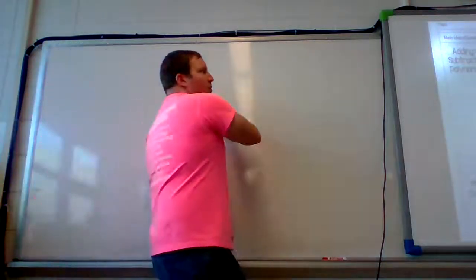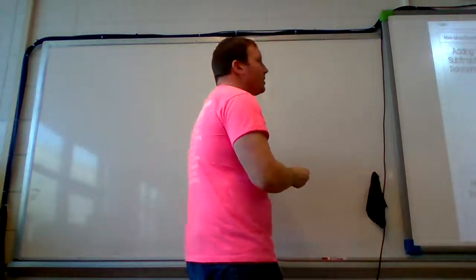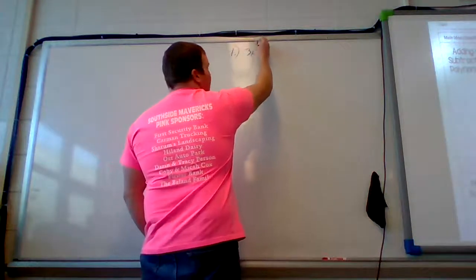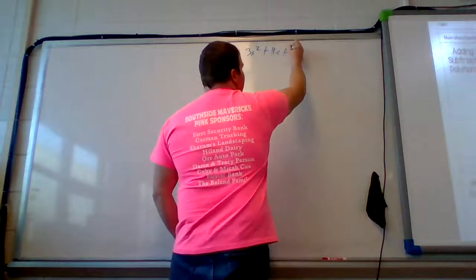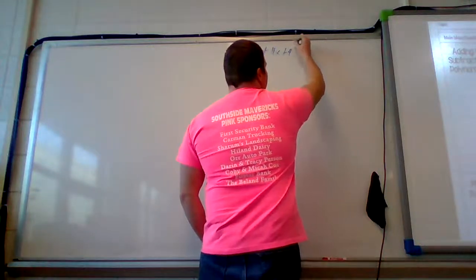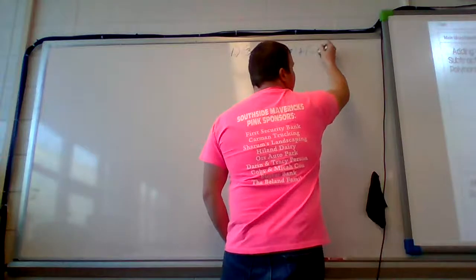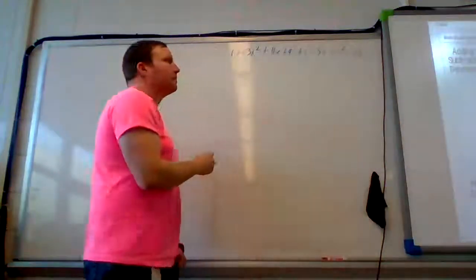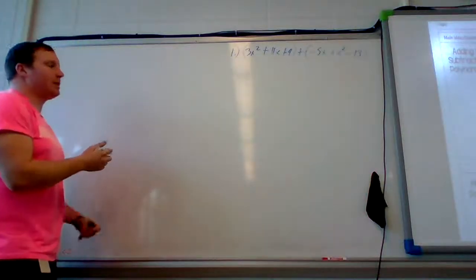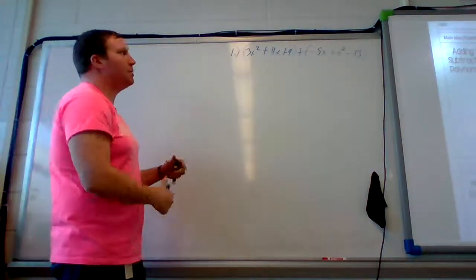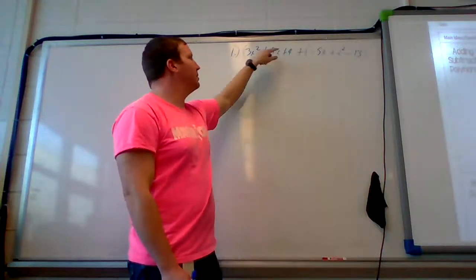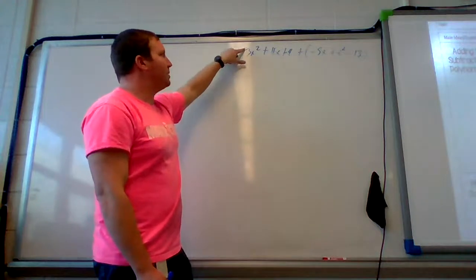So let's look at number 1. We also want to write it in standard form, so highest degree to the lowest degree. Number 1, we've got 3x squared plus 11x plus 4 plus negative 5x plus x squared minus 13. Starting with the highest degree, we want to combine these. Whenever we have addition, you can just ignore those parentheses, because again, you can add or subtract in any order.